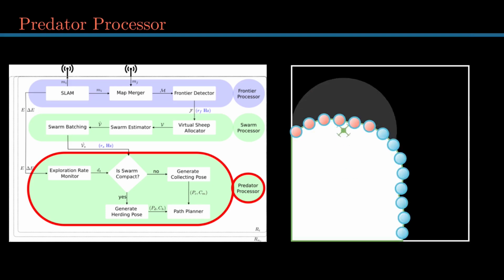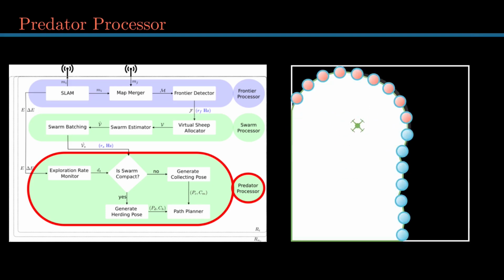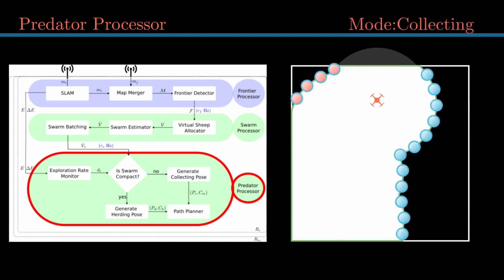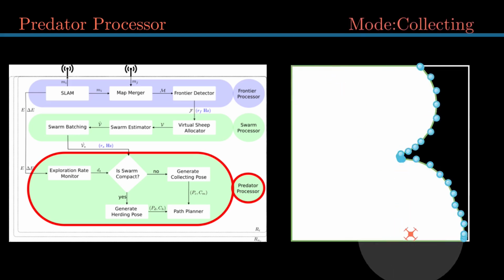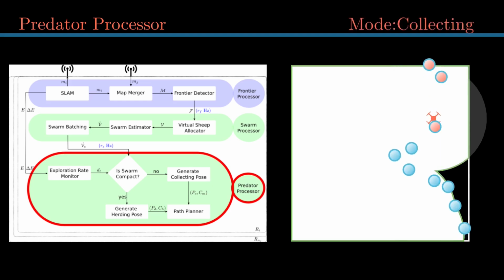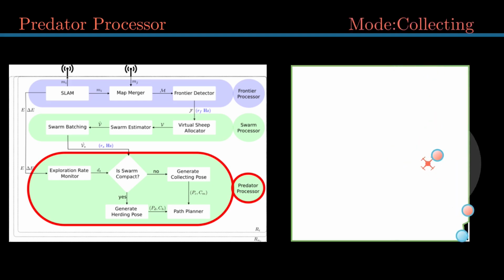To visualize the effect of the swarm estimator and mimic the delays from the frontier processor, here the map is updated once every 2 motions. The virtual sheep is reset with every new map update, and in the absence of an update, the swarm estimator outputs the position of the swarm.